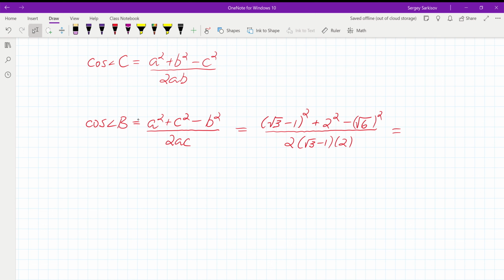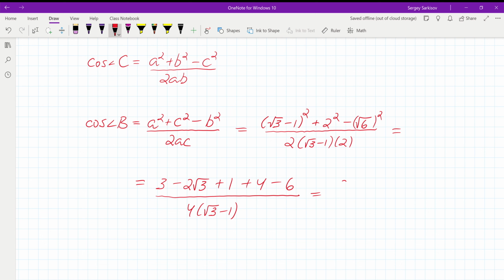Okay, and that's equal to, let's be careful with this computation, just to simplify a little bit, and we're going to actually get a good result. So look, root 3 squared is 3, minus root 3 minus root 3, that's minus 2 root 3, we're squaring a binomial, plus 1, that's all from there, plus 2 squared, so plus 4, and then minus 6, root 6 squared, all over 4 times root 3 minus 1. Let's further this: 3 plus 1 is 4, plus 4 is 8, minus 6, so that's 2 left, minus 2 root 3, all over 4 times root 3 minus 1.